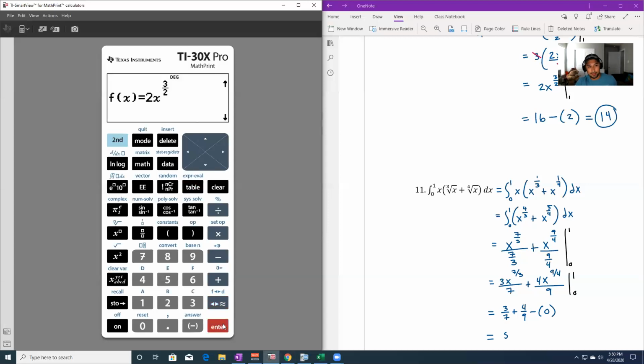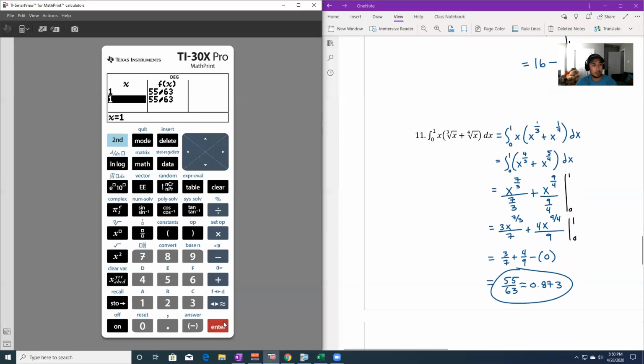Because if you were to type this in the calculator, because you don't want to deal with all that by hand, right? I would type this in as 3/7 x to the 7/3 plus 4/9 x to the 9/4. There you go. Enter, enter, enter. And if I type in 1, the top of it, I get 55 over 63. And if I type in 0, I get 0.